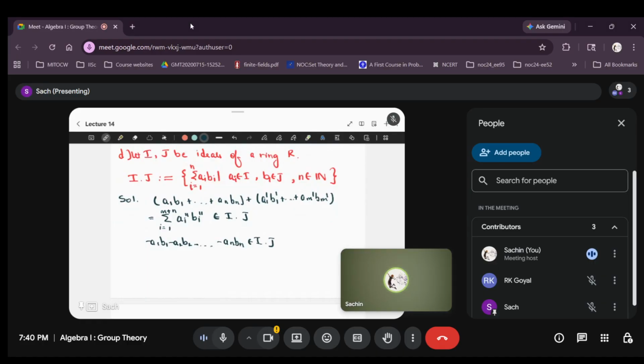You can always pick 0 times 0, because 0 is in I and 0 is in J. So 0 belongs to IJ. This way, of course, we have to check associativity and commutativity, but we simply say that it is inherited from the ring. So this is an additive subgroup.